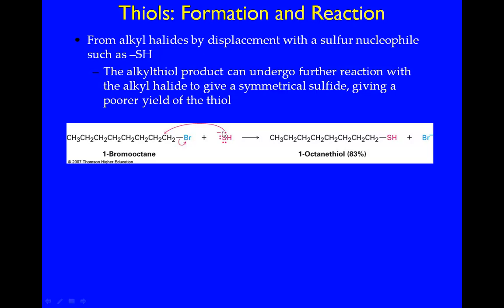Thiolate is used as a nucleophile here. So that's attacking this carbon and this bromide is leaving. As a result, you can make thiols. So that's one of the ways you can make thiols. If you already had an R group here, you would make a thioether, that is a sulfide, right? That would be like Williamson ether synthesis.